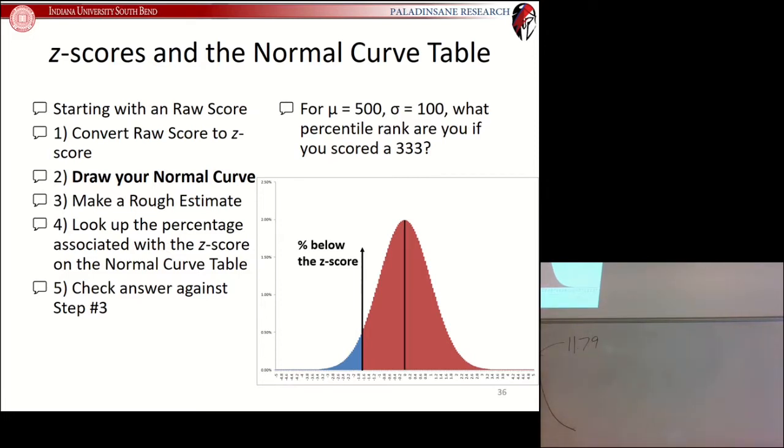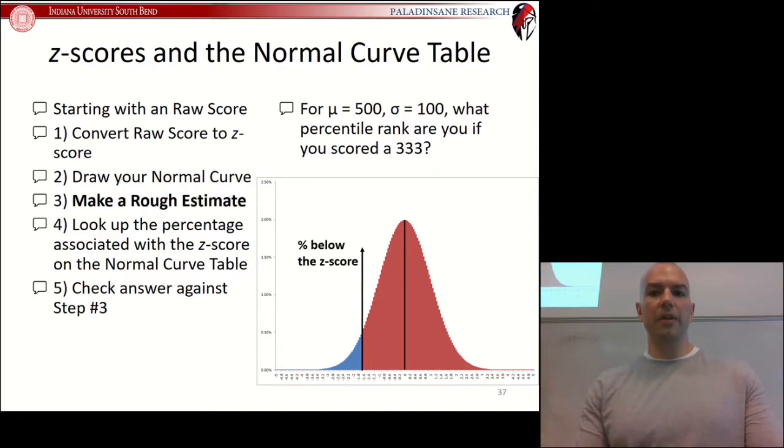Oh, it's already kind of drawn out right here. Let's get rid of these guys. All right, so we actually have that little section drawn out here. And again, it doesn't have to be very good. 1.67, there we go. It's not accurate, it's not to scale, but it'll let us know which column to look in. All right, number 3, make a rough estimate.